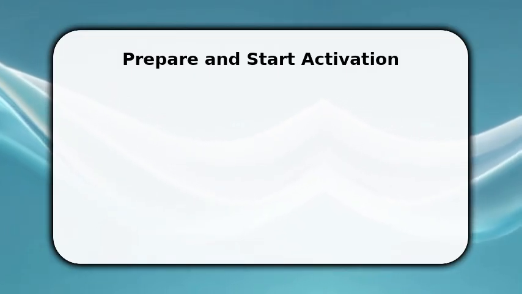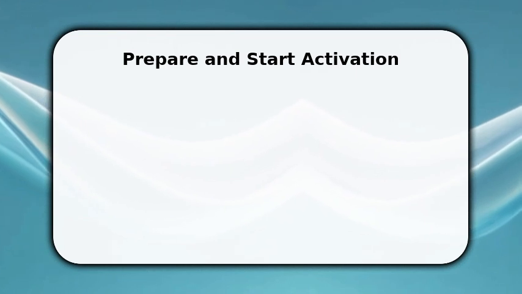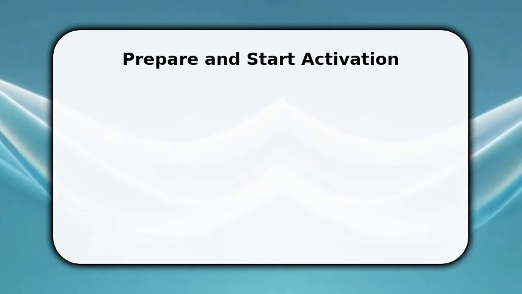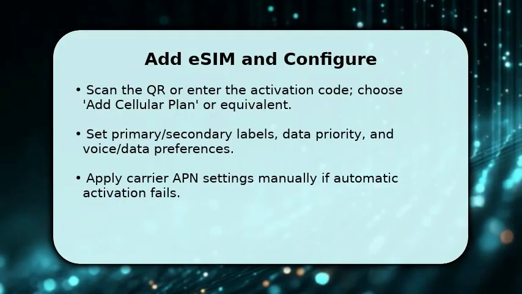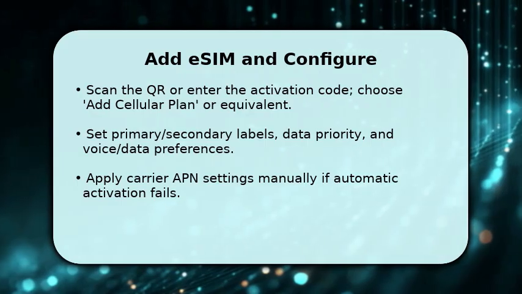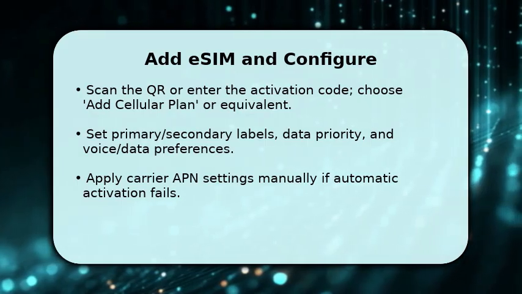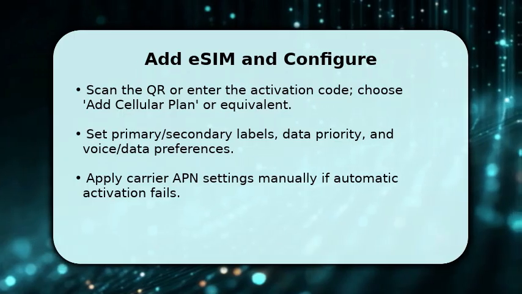Now open Settings and navigate to the Cellular or Mobile Plans area to add a new plan. Next, tap Add Cellular Plan and scan the QR code or type the activation code provided by the carrier. This creates the eSIM profile.